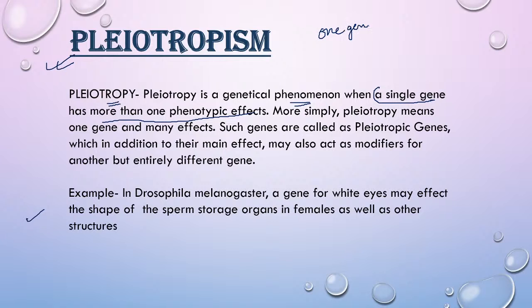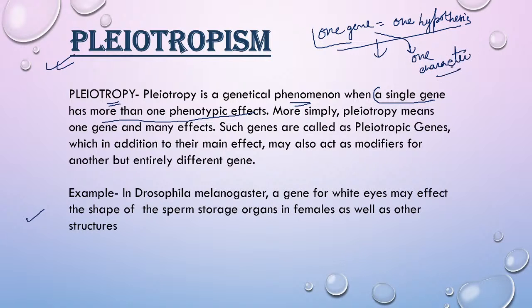Mendel said one gene, one hypothesis, and this was also obeyed by Mendel. What Mendel said, one gene will only encode for one character. But in pleiotropism, we find that one gene is not coding for one character. One single gene is coding for more than one phenotypic character.